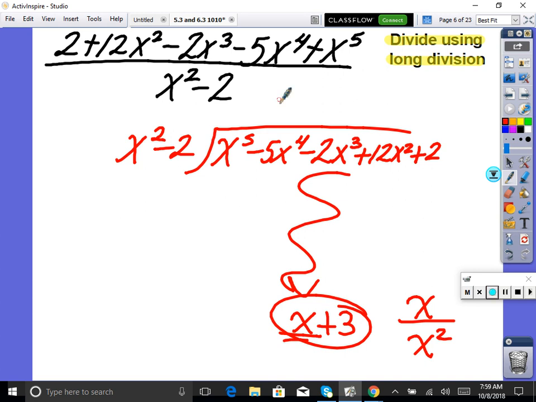So we would have had whatever answer, and then we would have said plus x plus 3 when we divided by x squared minus 2. So it works the exact same way. It's just, there's a variable. Does that make sense? It just didn't divide anymore.